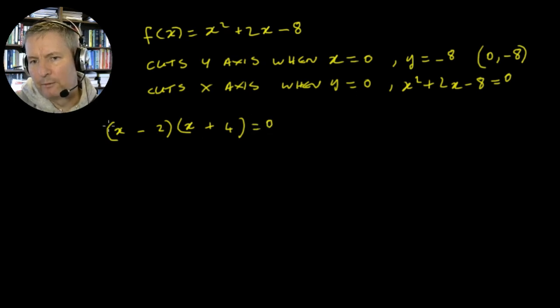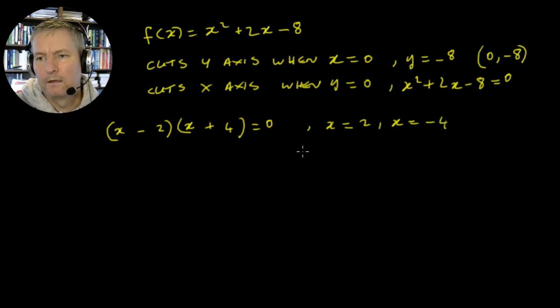And you can see that when we multiply that out, we're going to have x squared plus 4x minus 2x is plus 2x, and minus 2 times the 4 is minus 8. So we're going to have the value x is going to equal 2 and x is going to equal minus 4. So those are the roots. So it means we've got another 2 points. We've got the points (2, 0) and (-4, 0).